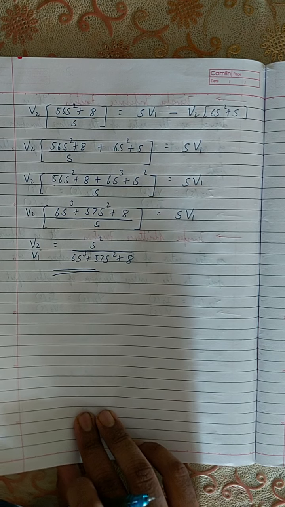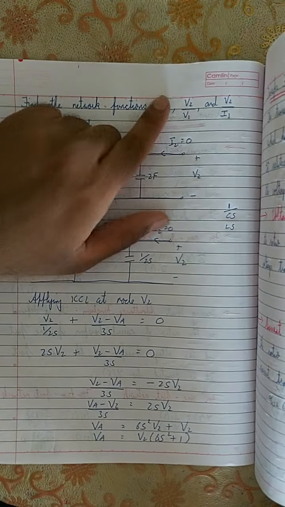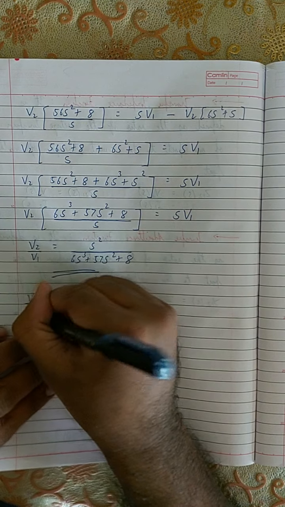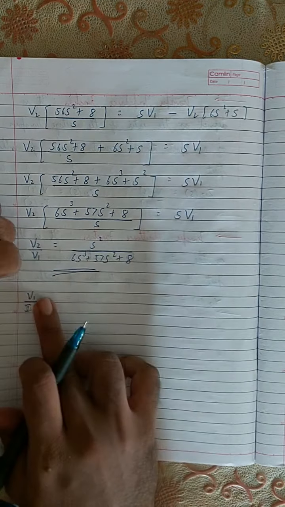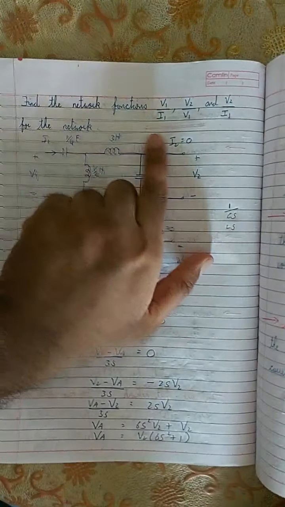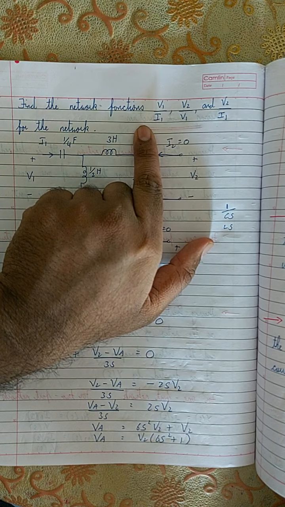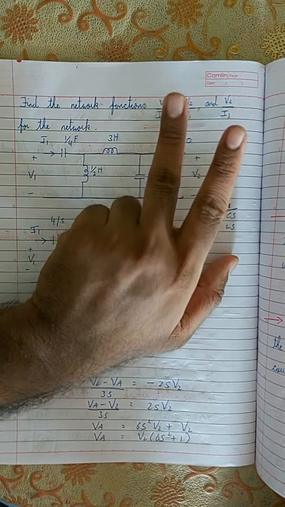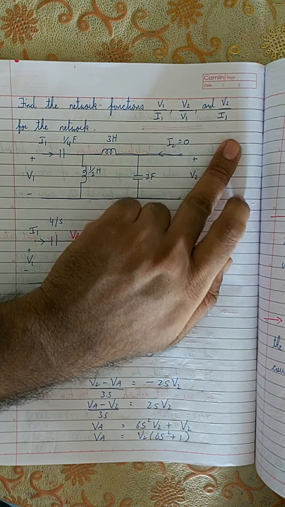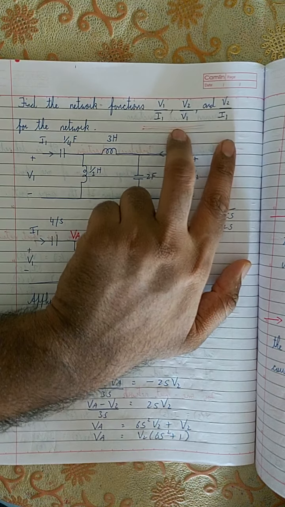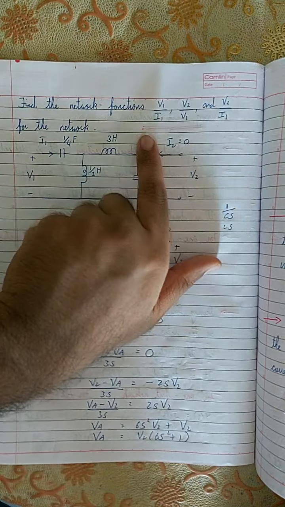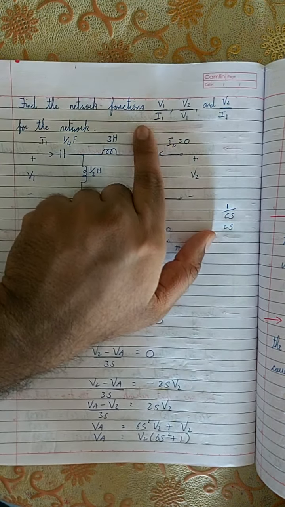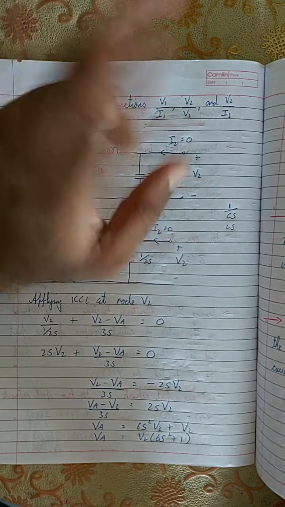Now I need to find the equation of V1 by I1. Usually if they give these three terms and ask you to find all three, just look at the terms. You definitely need to find only two of them, because you can find the third term from the other two terms.